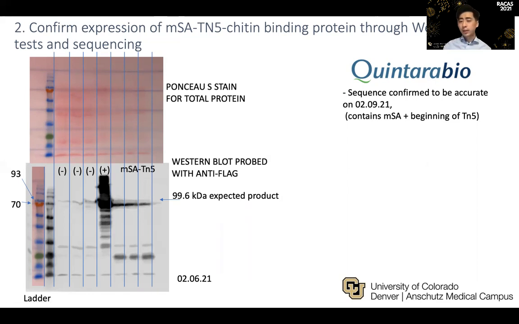At first, we were considering that this may not be the right product, but we also sent it to Quintara Bio to sequence it, and it is confirmed to be the right product. So we took this and then moved on to try to isolate the product.